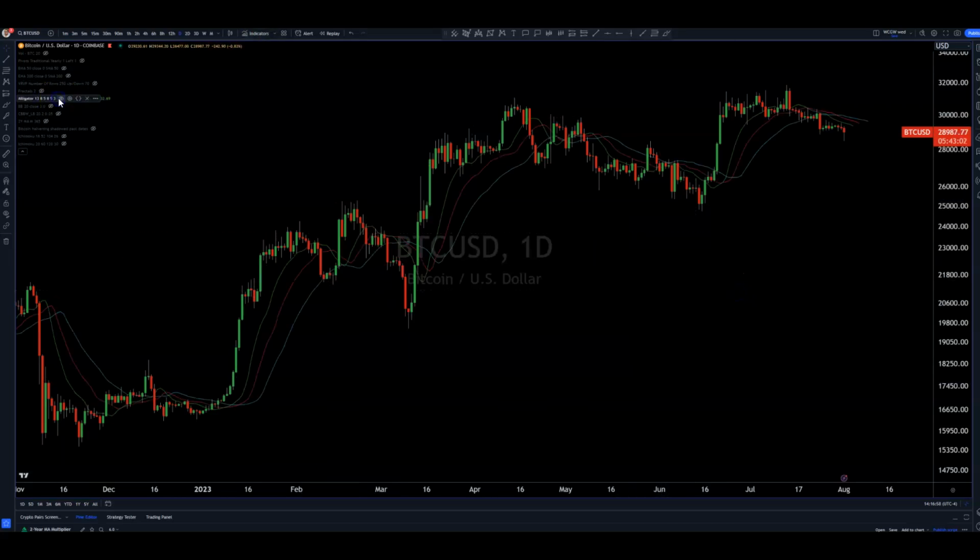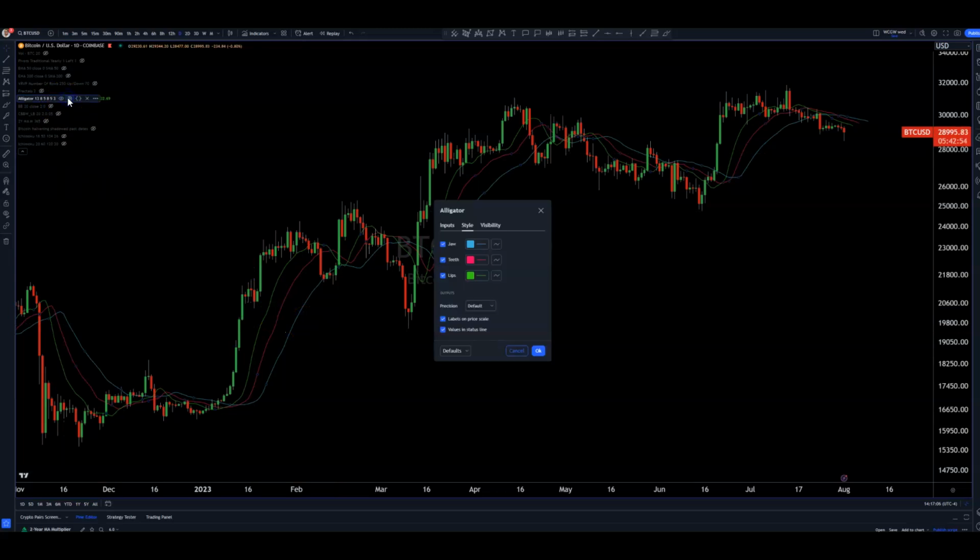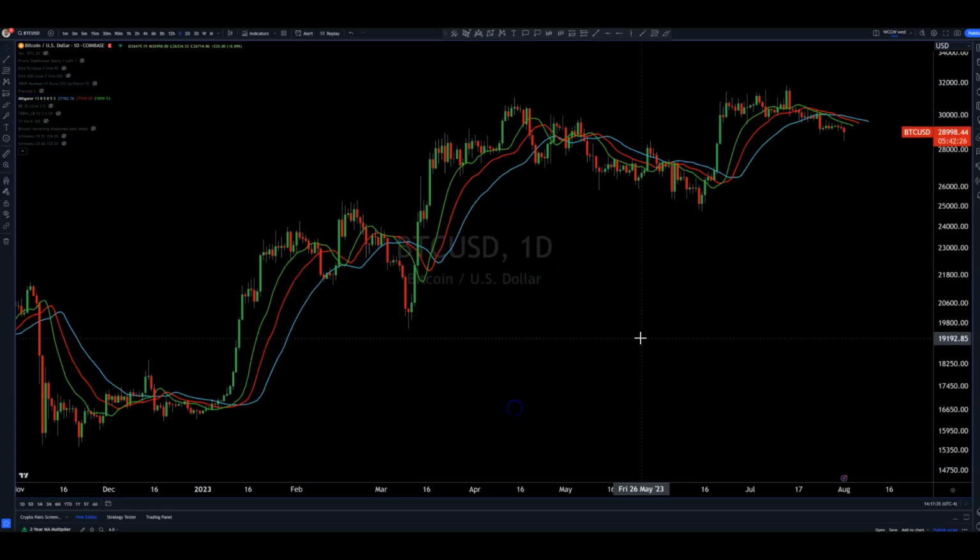But on the Alligator itself, once you pop that on, it should look fairly familiar. It's essentially just a set of three moving averages. He gives them specific names, jaw, teeth, lips, and there are some metaphors with the alligator opening the mouth, closing the mouth, essentially just saying we're in a trend, we're not in a trend. And of course, you can recolor these, make them a little thicker, because why not? I like things bold and beautiful.